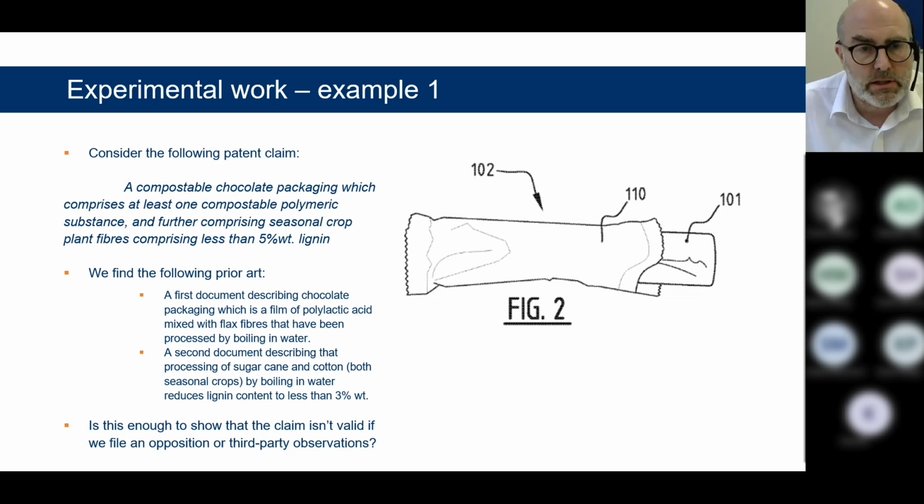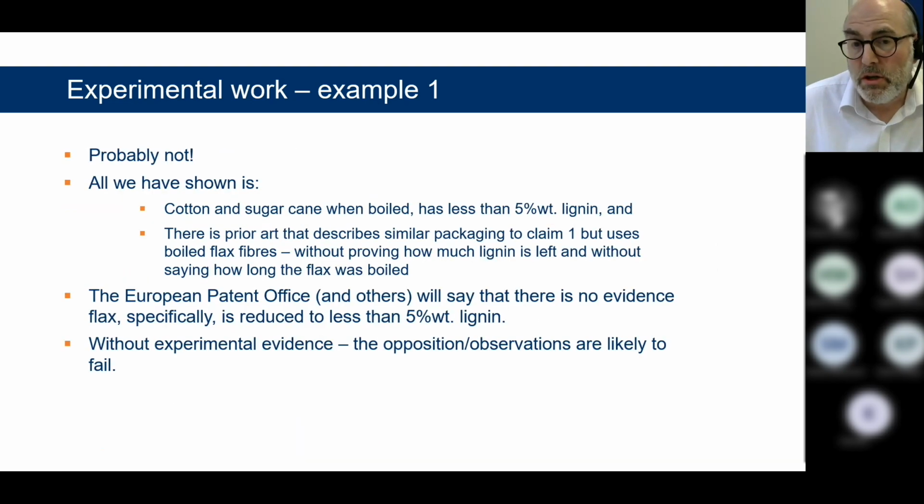But we also find a second document which described that processing of sugarcane and cotton, both seasonal crops, by boiling in water reduces the lignin content to less than 3%. So that's useful to show that there are seasonal crops which comprise less than 5% lignin. Are those two documents enough to show that the claim isn't valid if we file an opposition or third-party observations? And the answer is probably not.